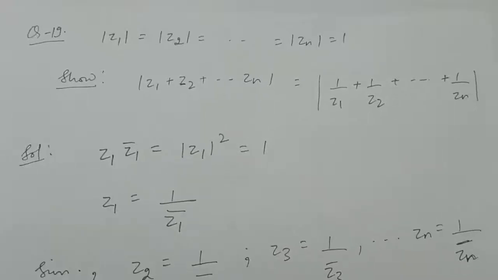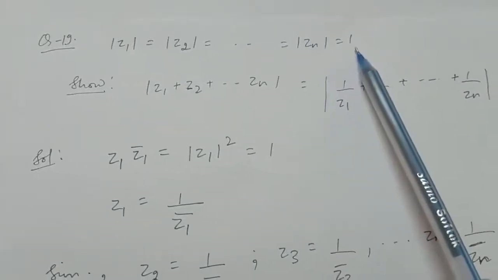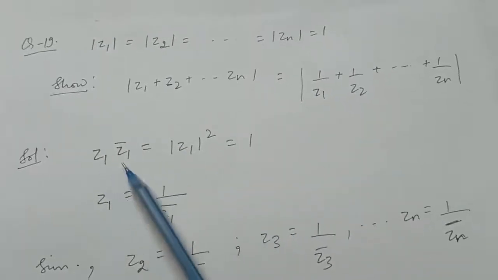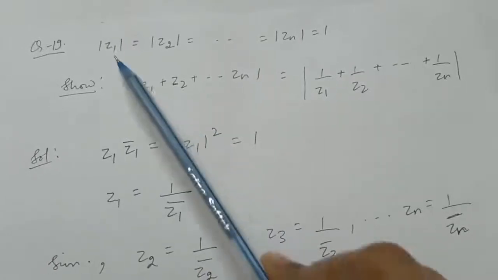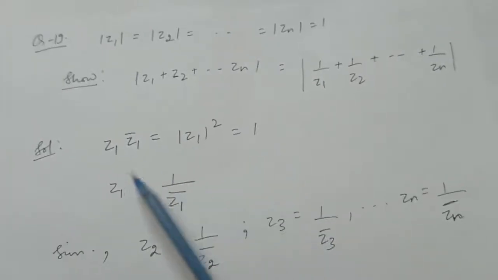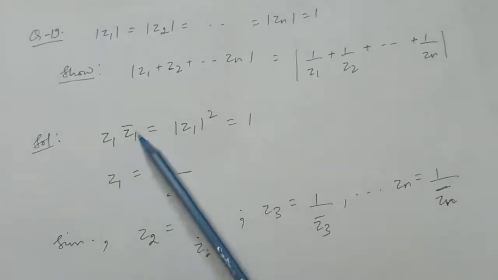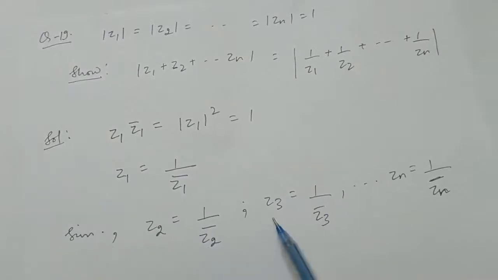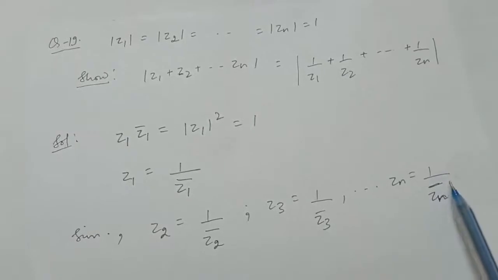Number 19 is, modulus of z1 equal to modulus of z2 equal to modulus of zn is equal to 1. We have to show this. Now see, z1 into z1 conjugate is equal to z1 modulus whole square, and z1 modulus is 1. So z1 modulus whole square will also be 1. From here we will get z1 is equal to 1 upon z1 conjugate, right? Take this on this side. Similarly, you will get z2 as equal to this, z3 as equal to this, and so on. Zn is equal to 1 upon zn conjugate, right?